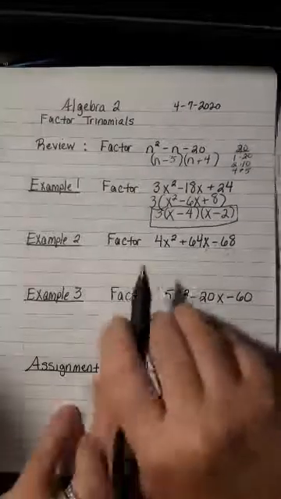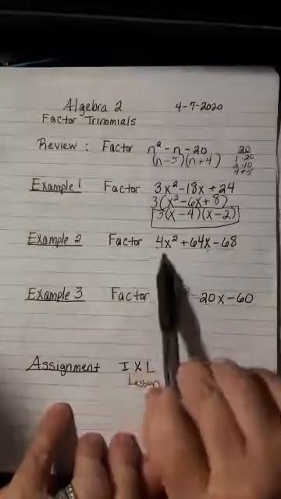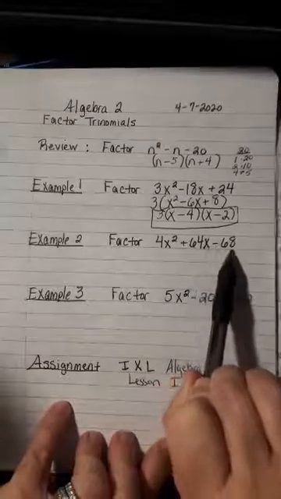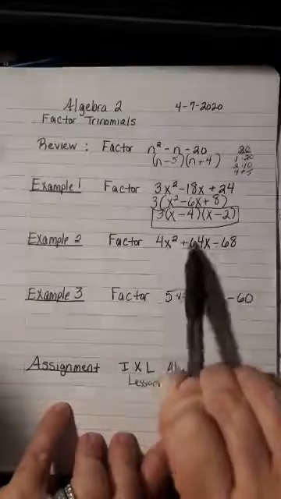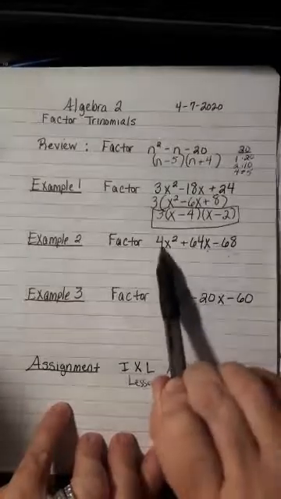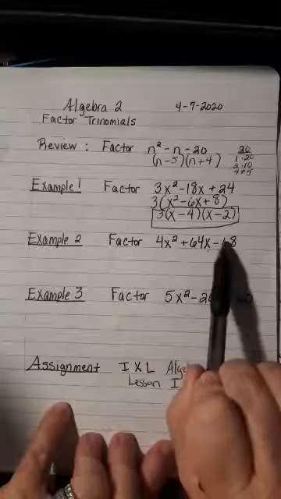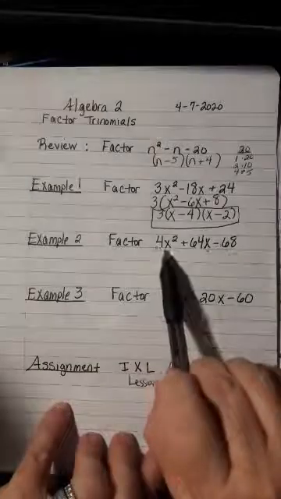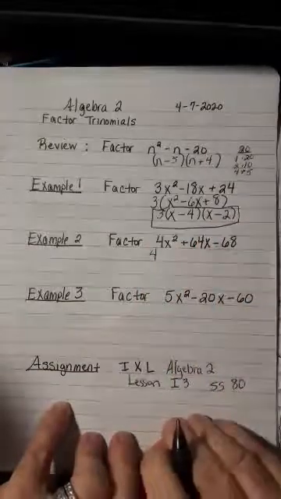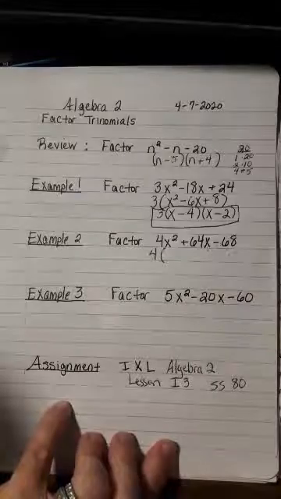All right, example 2 and example 3. These are all done the same way. If you look at example 2, we're going to factor 4x squared plus 64x minus 68. Notice all 3 terms can be divided by 4, so we first pull our 4 out front for our GCF. Put your parentheses, and now divide 4 into every term.